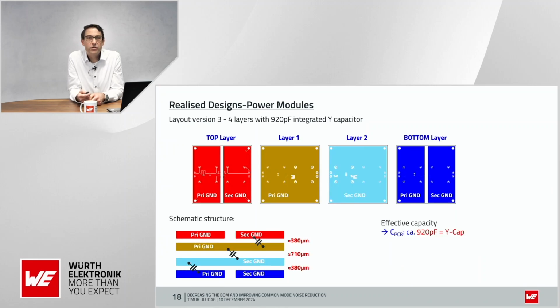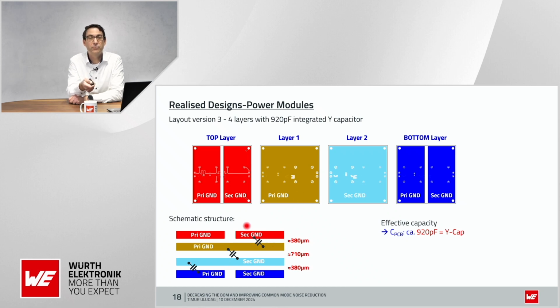For the 4-layer version, we have realized one design here with 920 picofarads. Here we have on the top layer the primary ground and the secondary ground, and on the bottom layer, as you can see, the same primary ground and secondary ground, and layer 1 and layer 2 are completely secondary ground and primary ground. That means here we will have more than one capacitor.